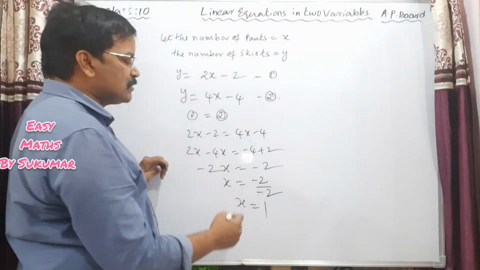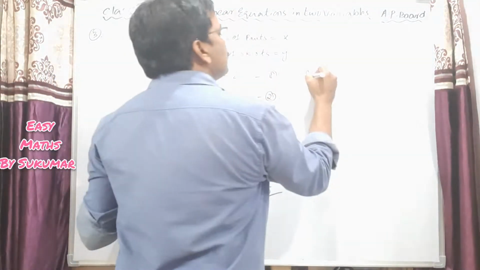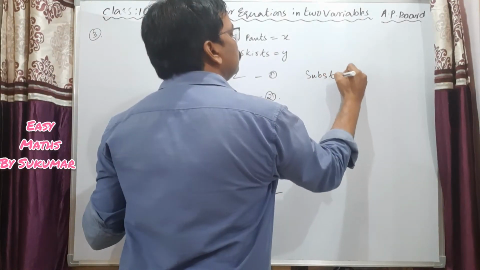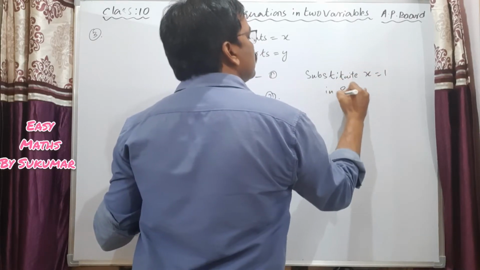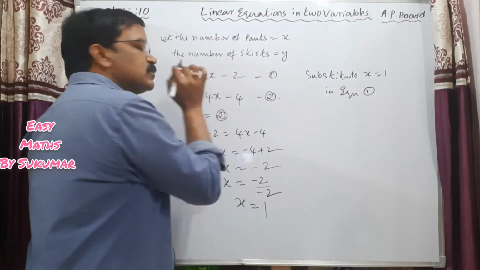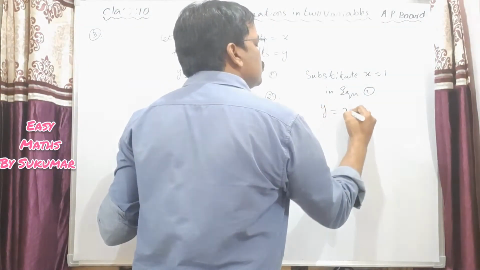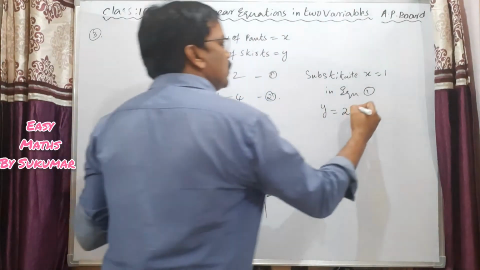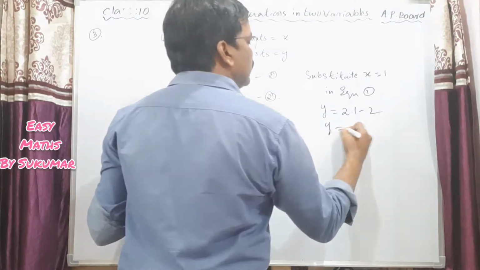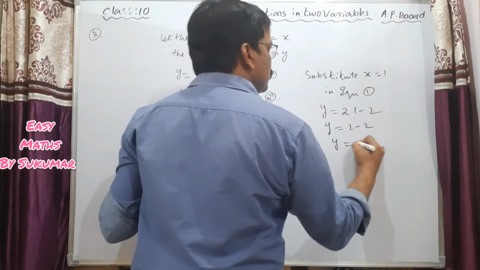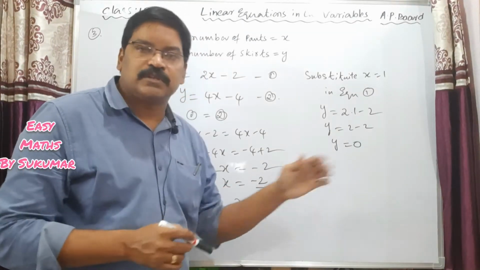Okay. Now just substitute this x equal to 1 in any one of the equations. Substitute x equal to 1 in equation 1. Okay. So what is equation 1? y is equal to 2x minus 2. So from this equation y is equal to 2 into 1 minus 2. So y is equal to 2 minus 2, that is equal to 0. So that means x is equal to 1, y is equal to 0.